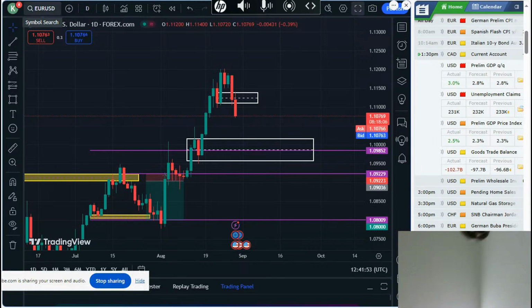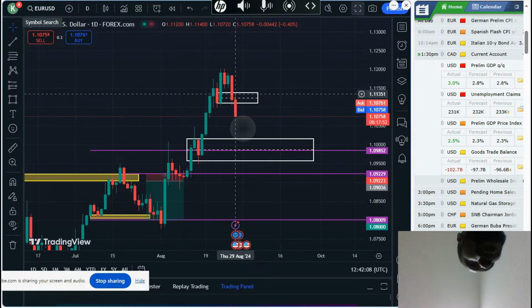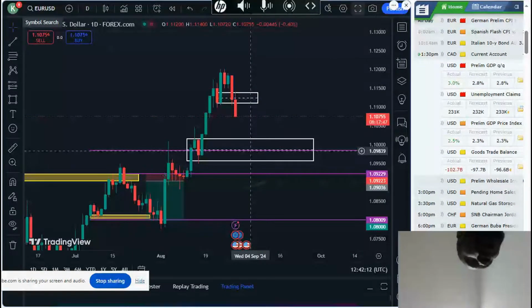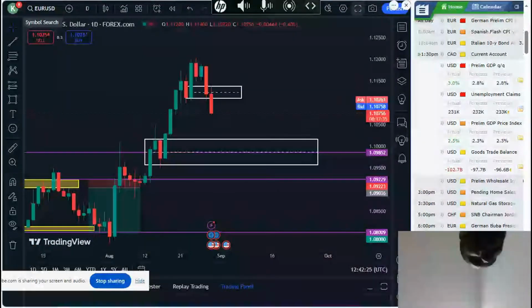So let me do analysis on the Euro USD. I want to see this market on the daily time frame. This is my support line. I'm looking at the market to get to my support, so we're actually having a decline. This is my support on the daily time frame. This is a swing low. I'm looking for the market to have a high reaction.